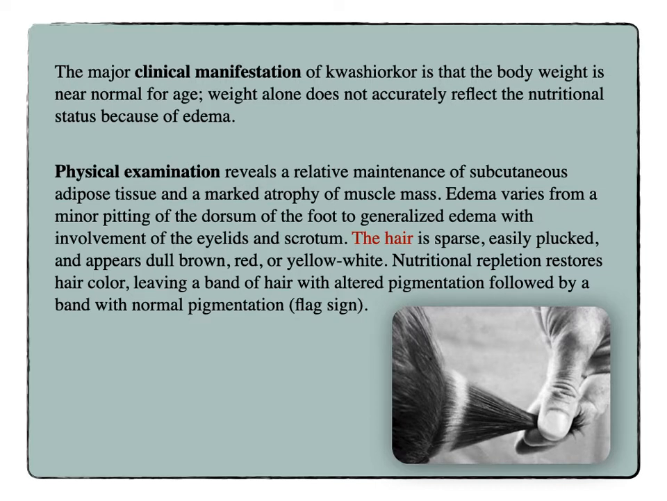The hair of the patient with kwashiorkor will be sparse, dull, and easily pulled out. It may range in color from brown to red, or may be yellow-white. Upon refeeding, the hair will start to restore its normal color. So it will leave a band of hair with altered pigmentation followed by a band with normal pigmentation. This alteration in color gives a characteristic sign called the flag sign.